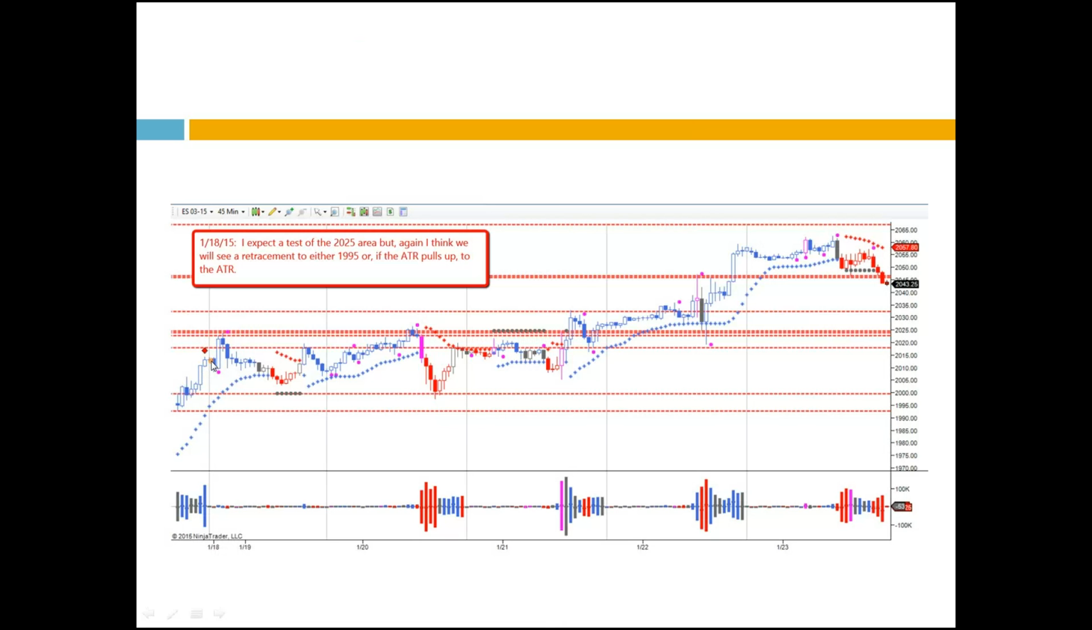I expect a test of the 2025 area, but again, I think we will see a retracement to either 1995 or if the ATR pulls up to the ATR. This actually went up to 2024, comes back to the ATR. You can see that there is virtually no selling in that whatsoever. Goes back up and takes out 2025. You do get another entry here.